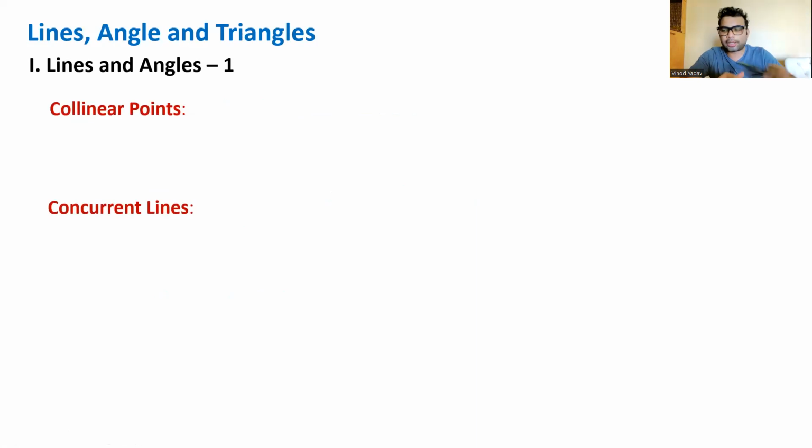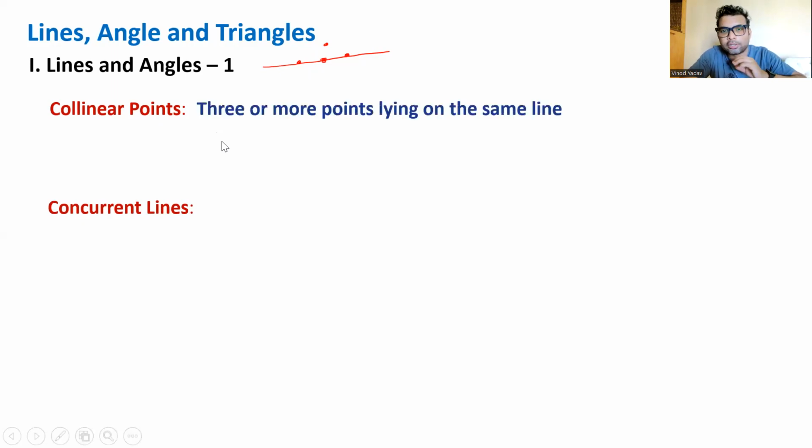Collinear points and concurrent lines. Whenever I take any two points, we can always join them by one straight line. So two points by default will always lie on the same straight line. If I take a third point and it lies outside that line, then we call it non-collinear. If the third point happens to lie on the same straight line, then these points are collinear. That is why the definition goes like this: three or more points lying on the same line are called collinear points.